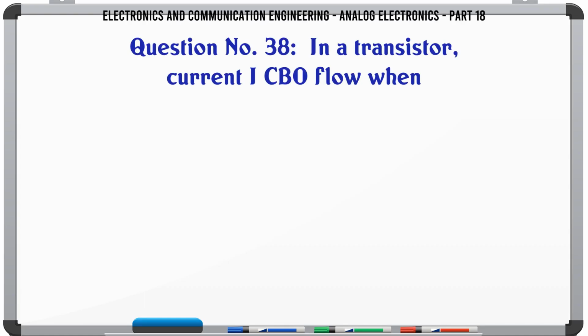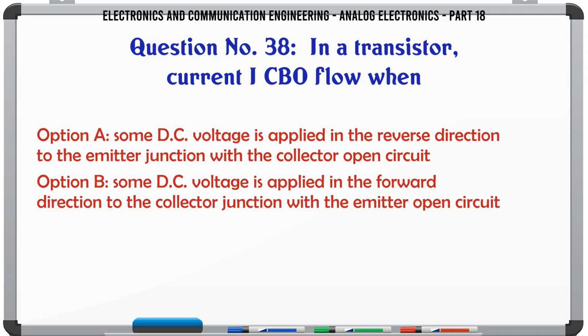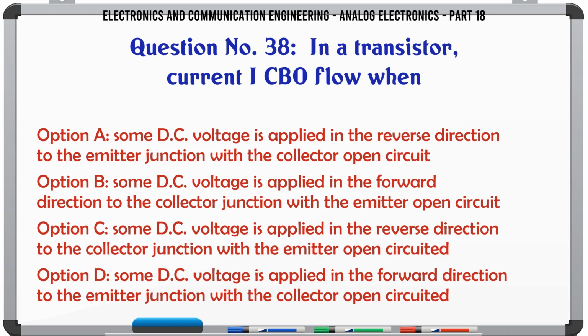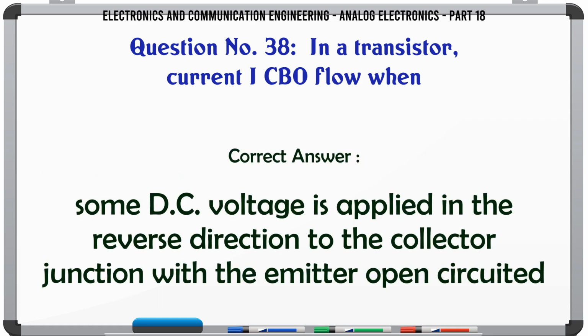In a transistor, current I CBO flows when A. Some DC voltage is applied in the reverse direction to the emitter junction with the collector open circuit. B. Some DC voltage is applied in the forward direction to the collector junction with the emitter open circuit. C. Some DC voltage is applied in the reverse direction to the collector junction with the emitter open circuited. D. Some DC voltage is applied in the forward direction to the emitter junction with the collector open circuited. The correct answer is some DC voltage is applied in the reverse direction to the collector junction with the emitter open circuited.